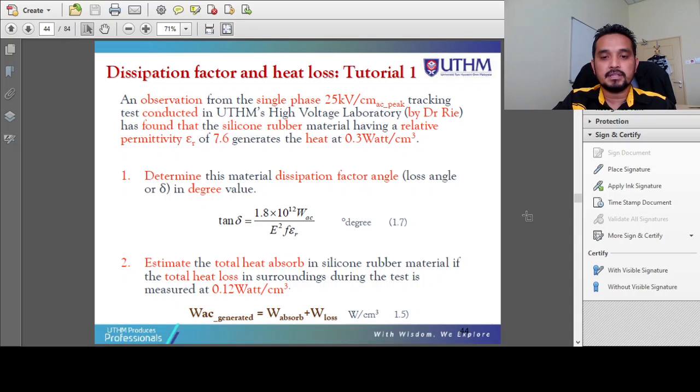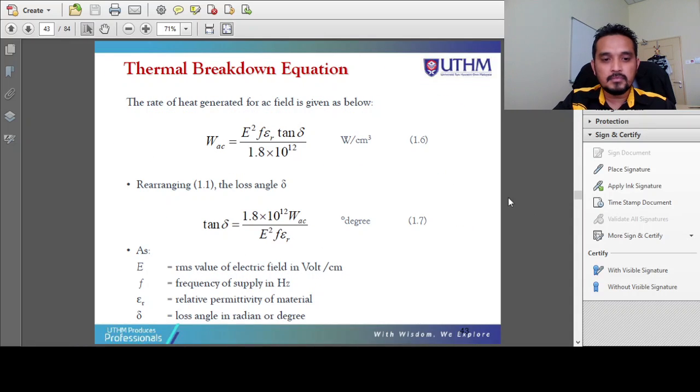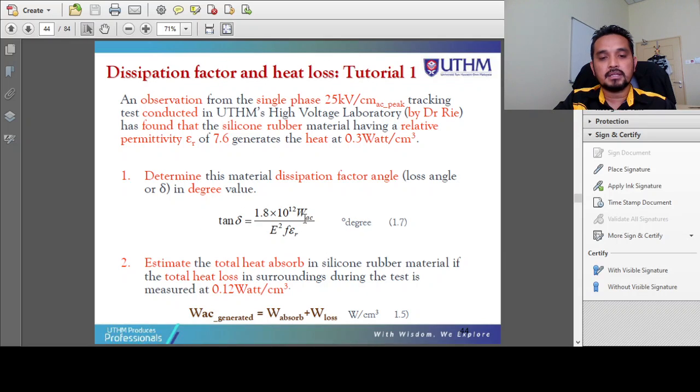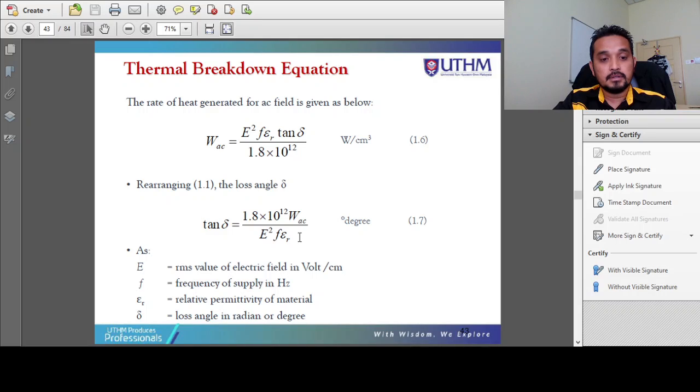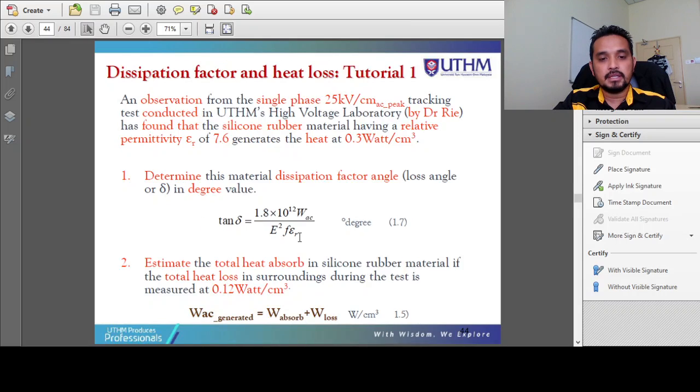We can simply use this formula, equation 1.7, for tan delta, and plug in the values. We need to obtain delta. We know the heat generated, we know the RMS value, we know the frequency, we know the relative permittivity. We plug in the values and it will give you the result.